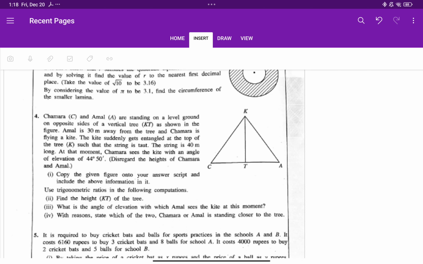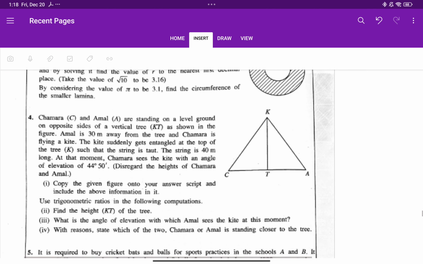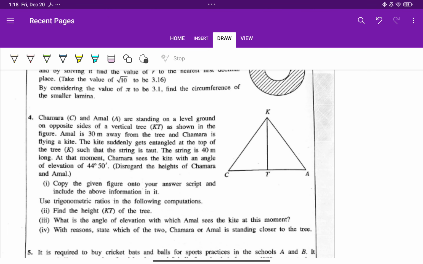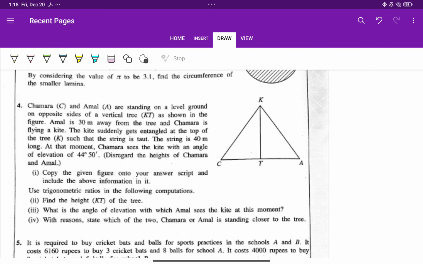Alright, this is 2023 O levels trigonometry part B, question number 4. Chamara and Amal are standing on a level ground on the opposite sides of a vertical tree KT, as shown in the figure. Amal is 30 meters away from the tree, so the distance AT should be 30 meters.